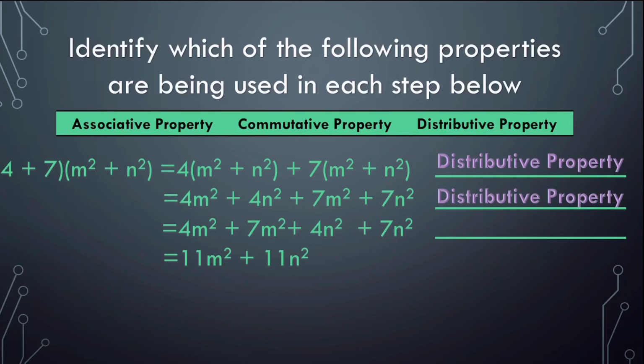Then if you take a look very closely, that 4n squared and the 7m squared right in the middle, the two right in the middle, they switch spots. So my order changed. So when your order changes, that is the commutative property. Then at the last line, I just combined like terms and I simplified.